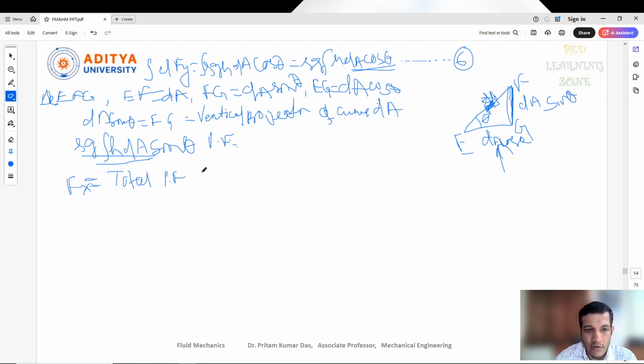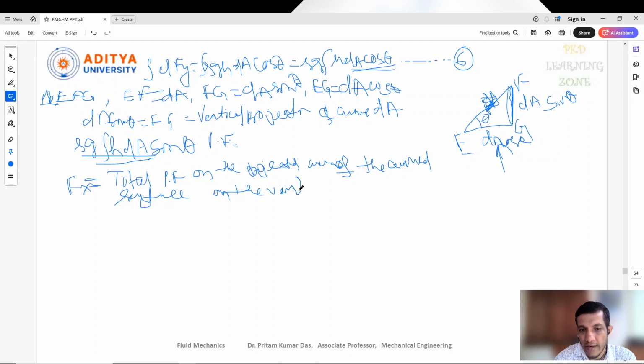of the curved surface on the vertical plane. Okay, so this is the concept of Fx.